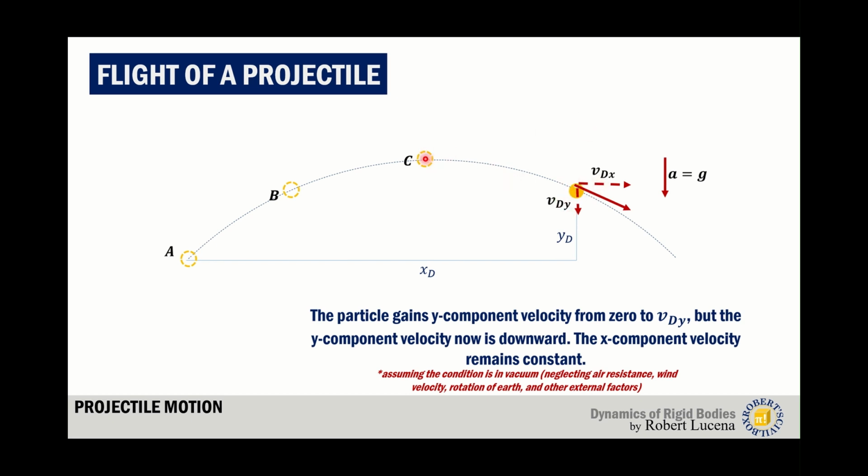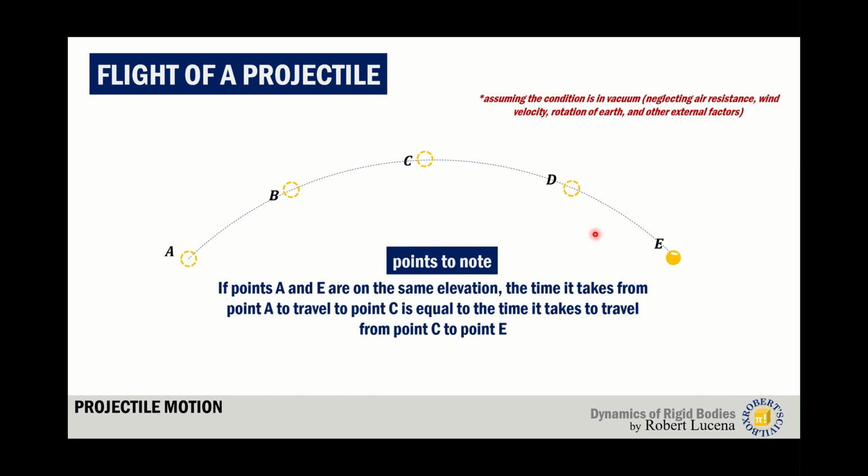Let's continue the path of motion of the object. As it moves from point C to point D, you can see VDX will still remain equal to the x components of A, B, and C. But this time, the y component velocity of this particle at point D has a negative magnitude. Starting from the positive magnitude and decreasing its value until it reaches zero, it will now start to gain a downward, or negative, velocity.